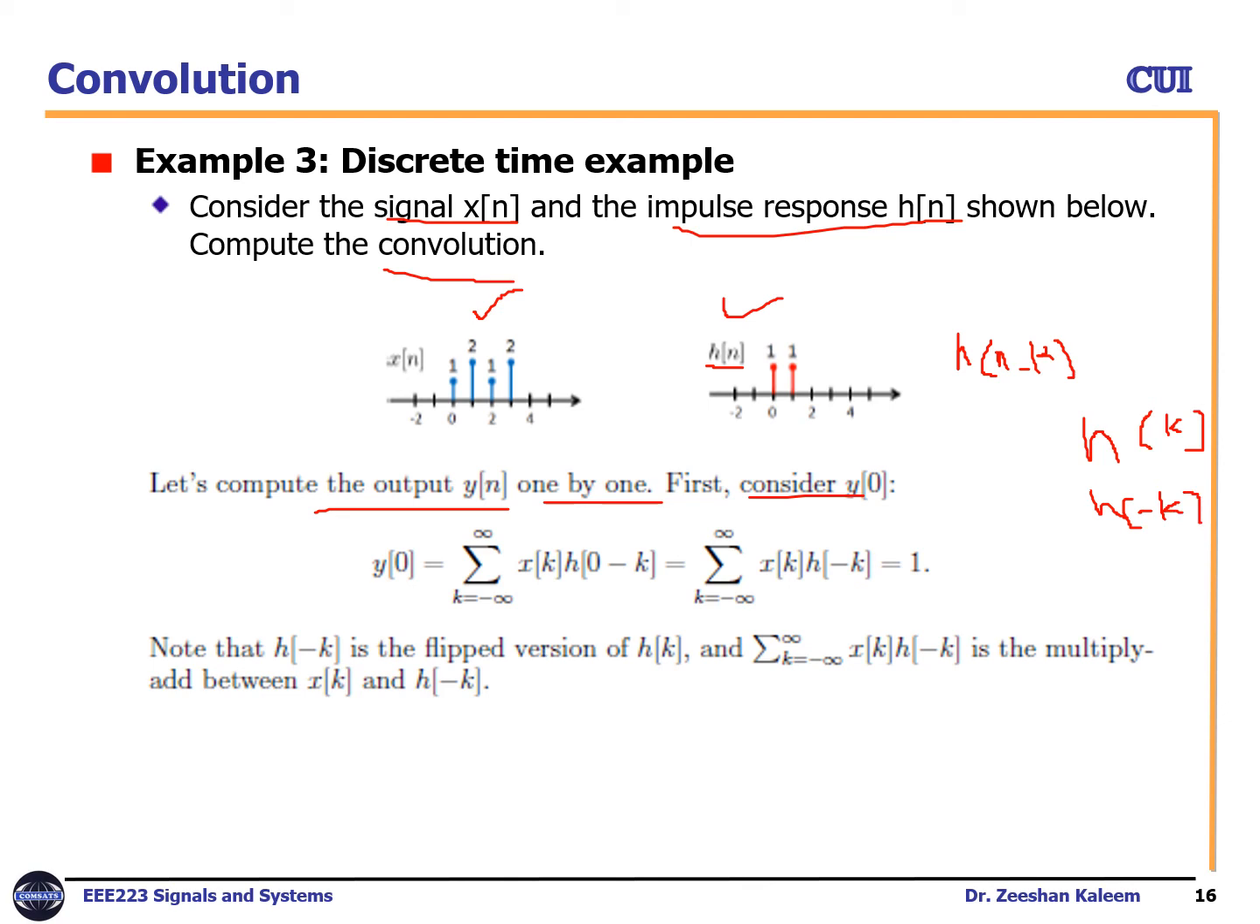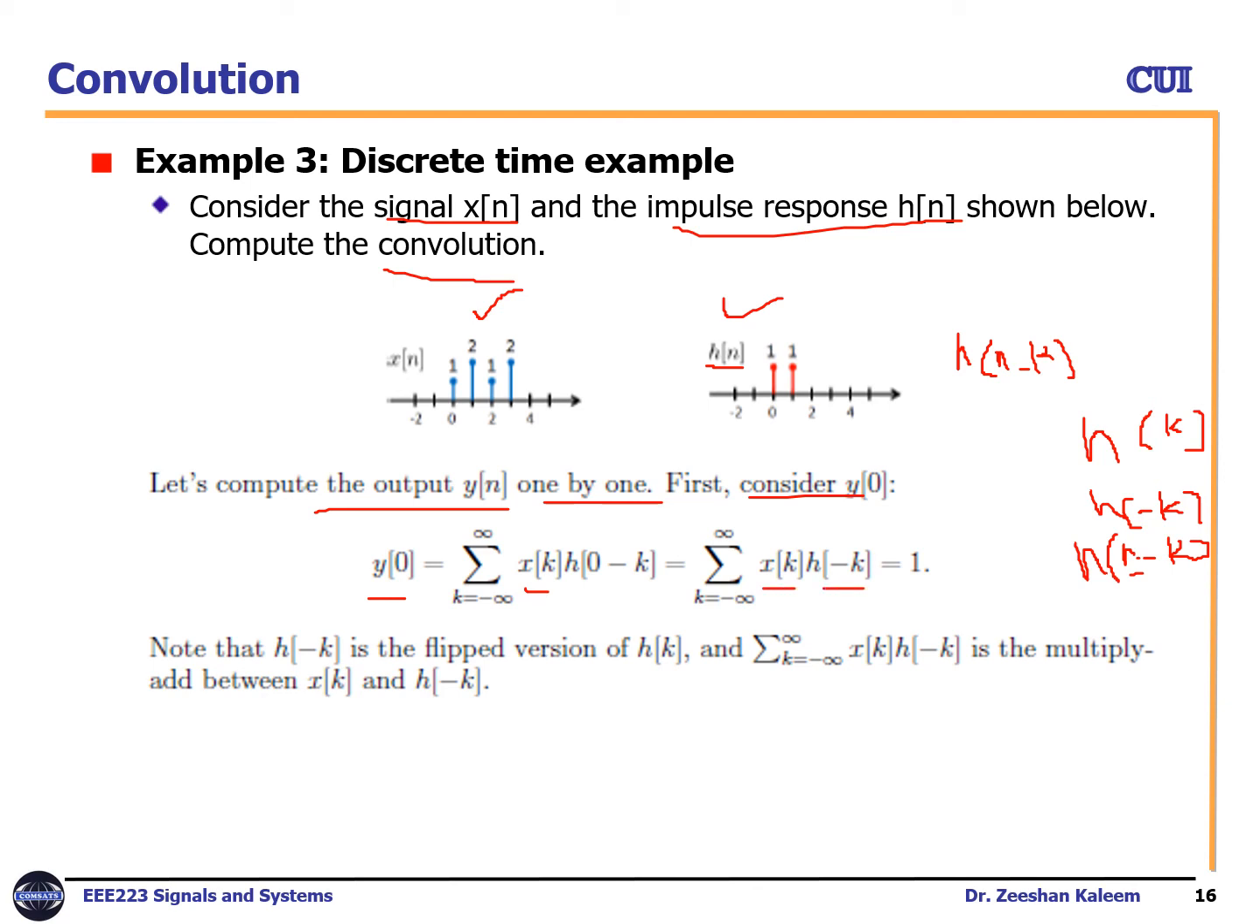Then after flipping this one, you need to just shift to the n, so it becomes n minus k. So this is the step. When n is 0, you just need h of minus k. Using this, consider y of 0: the sum over k from minus infinity to infinity of x[k] h[0 minus k], so we have x[k] h[minus k], which is equal to 1.